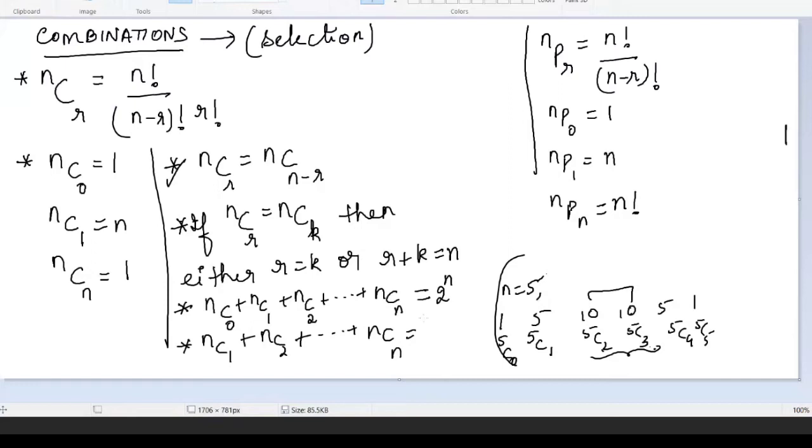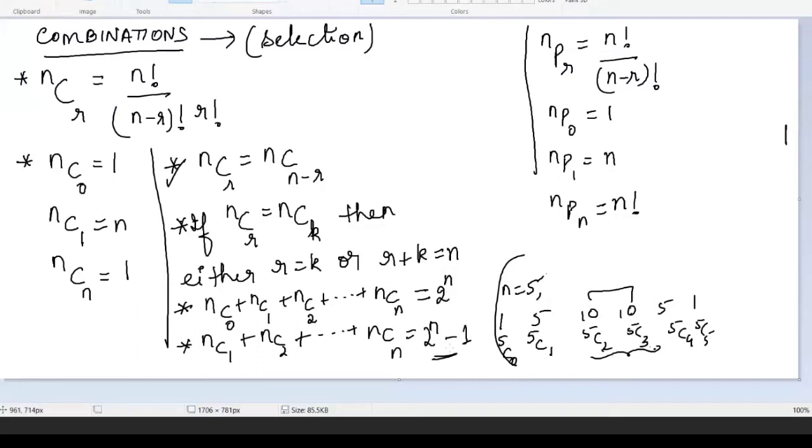Okay, so here the answer is 2 to the power n. We have 2 to the power n, but this NC0 should be brought that side, and I know what NC0 is. NC0 answer is equal to 1. So therefore it is 2 to the power n. Be careful, it is not power minus 1 there. Here it is minus 1. Okay, hope this is understood.